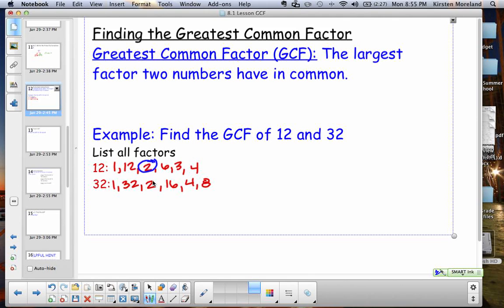So they have a 2 in common. They have a 4 in common. And that's it. So the greatest common factor is 4.